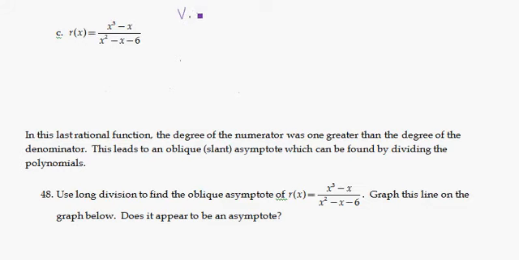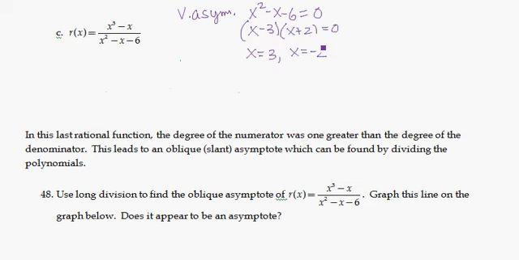Again, we want to find vertical asymptotes, so that's going to occur where the denominator is equal to 0. So factoring this, again, pause the video. Did you pause the video? Come on, pause the video and factor. Okay, so if you did pause it and factor, hopefully you got that the vertical asymptotes are going to occur when x equals 3 and x equals negative 2.